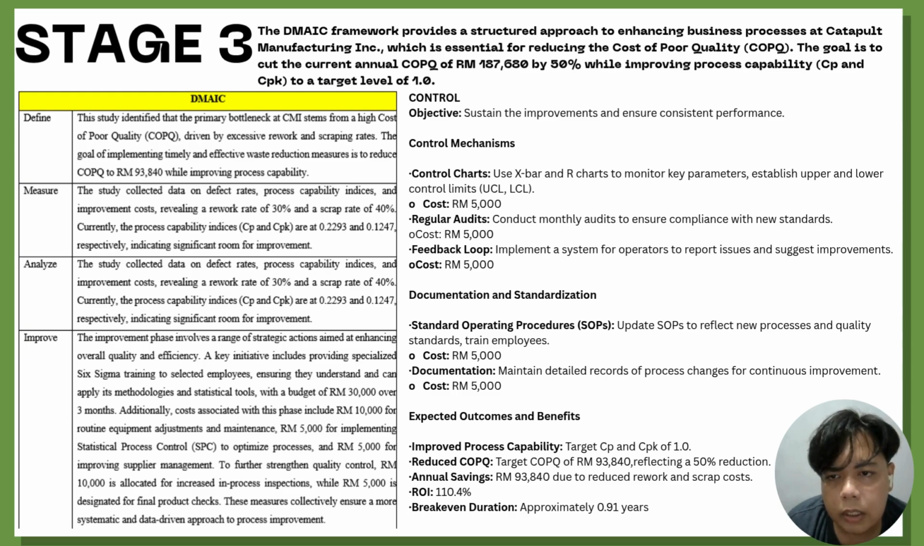The next stage is analyze. Further analysis confirmed our findings: the same high rework and scrap rates, and low process capability indices. This reaffirms the need for robust corrective measures to enhance quality and reduce waste.